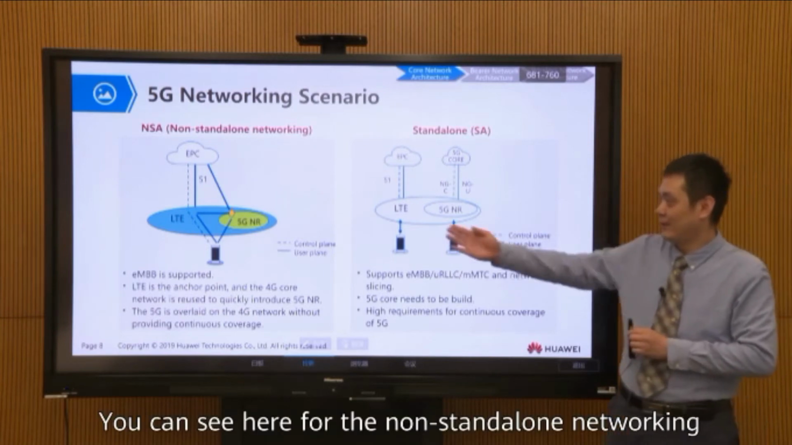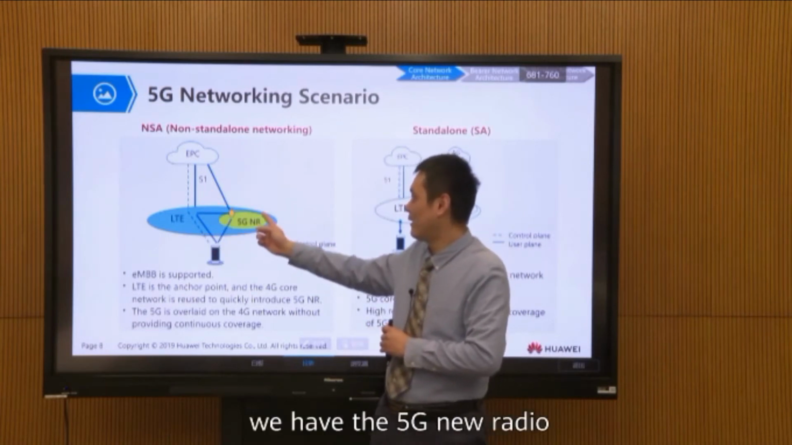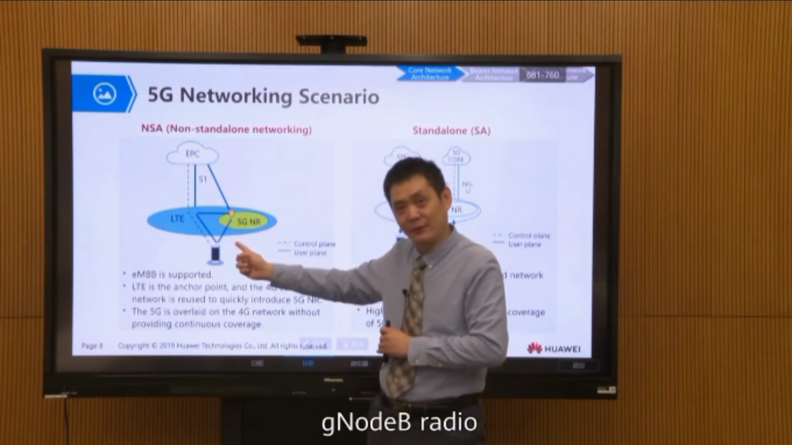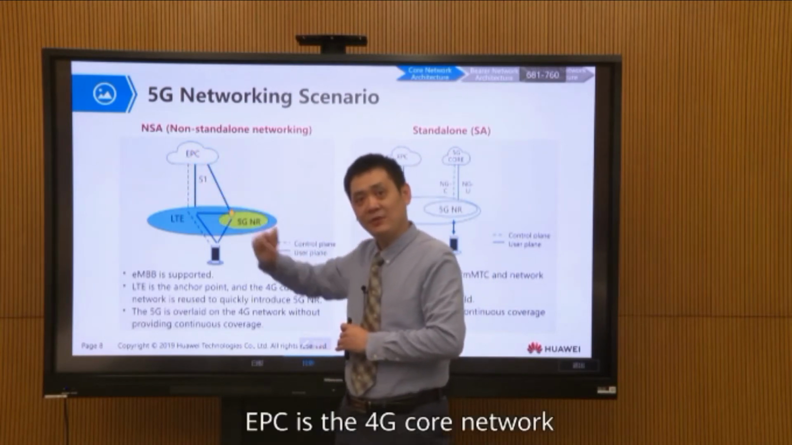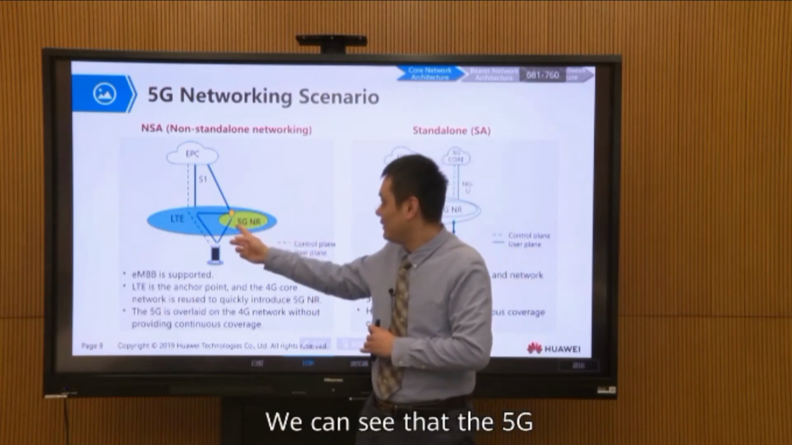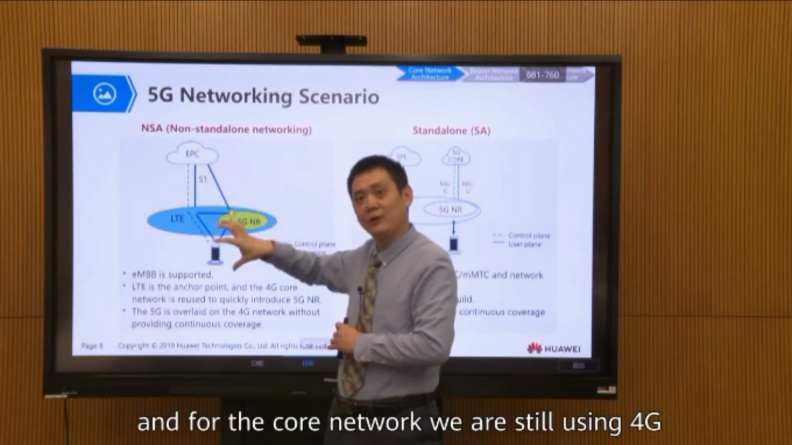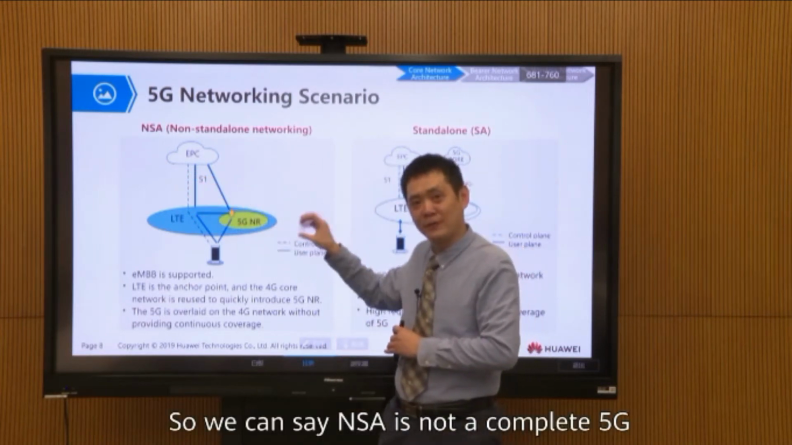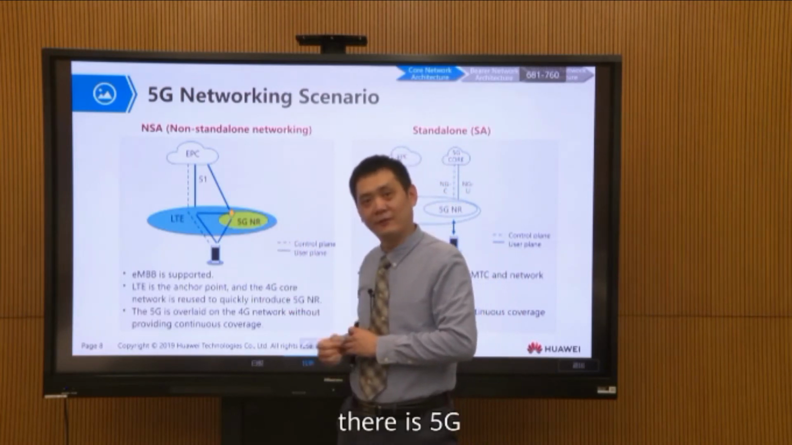You can see here for the non-standalone networking, in this network, we have the 5G new radio. This is a radio network, G node B. And you can see the core network is EPC. EPC is the 4G core network. So you can see that in 5G, we have only radio introduced, and for the core network, we are still using 4G. So we can say NSA is not a complete 5G. It's only partial 5G. Only the radio part is 5G.